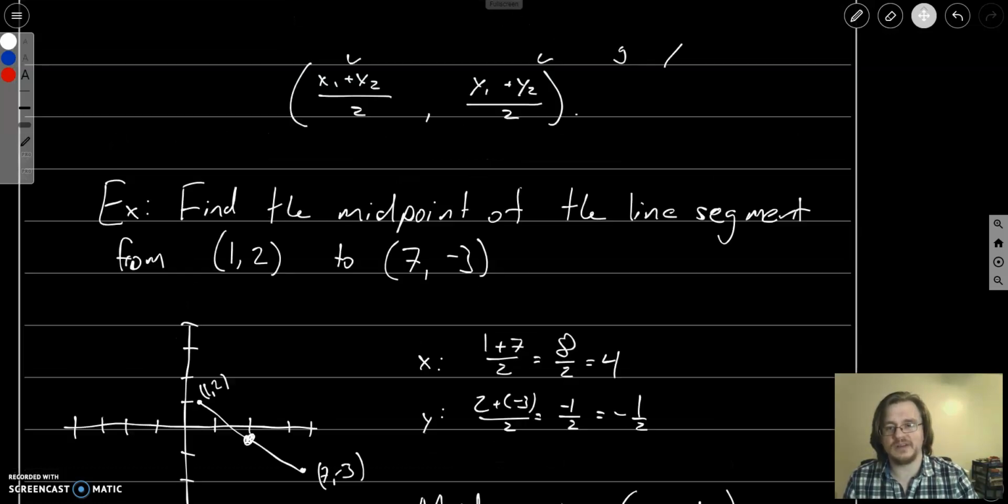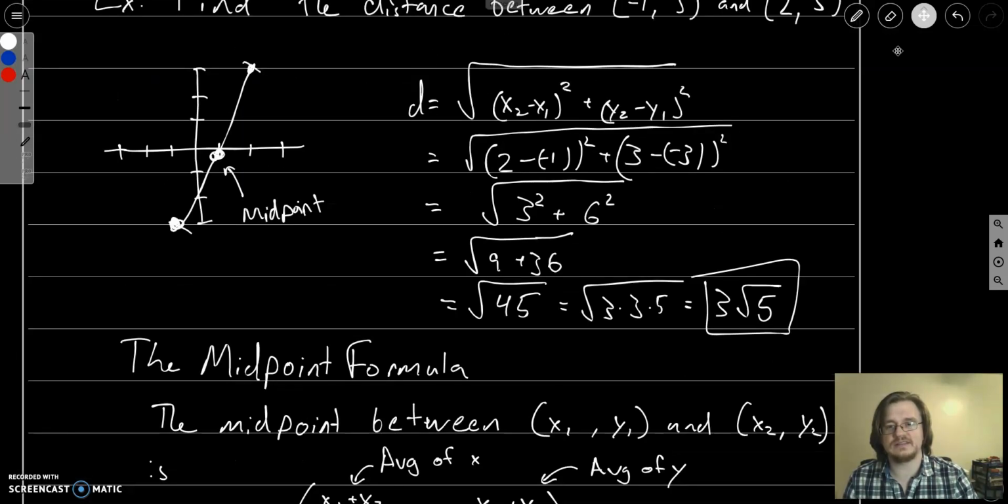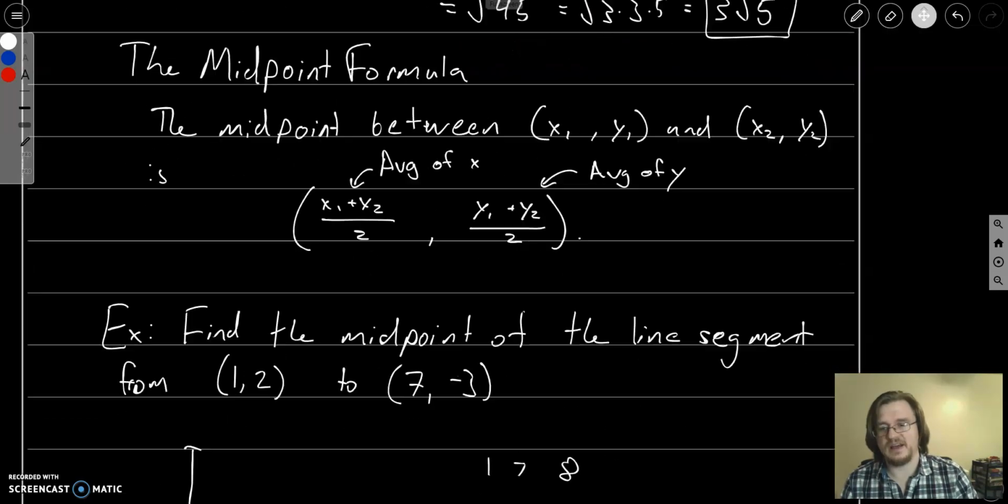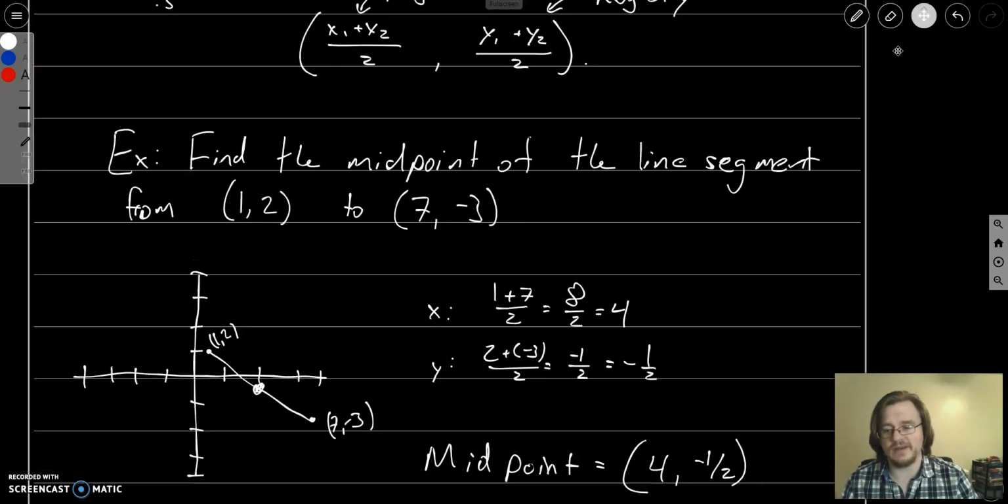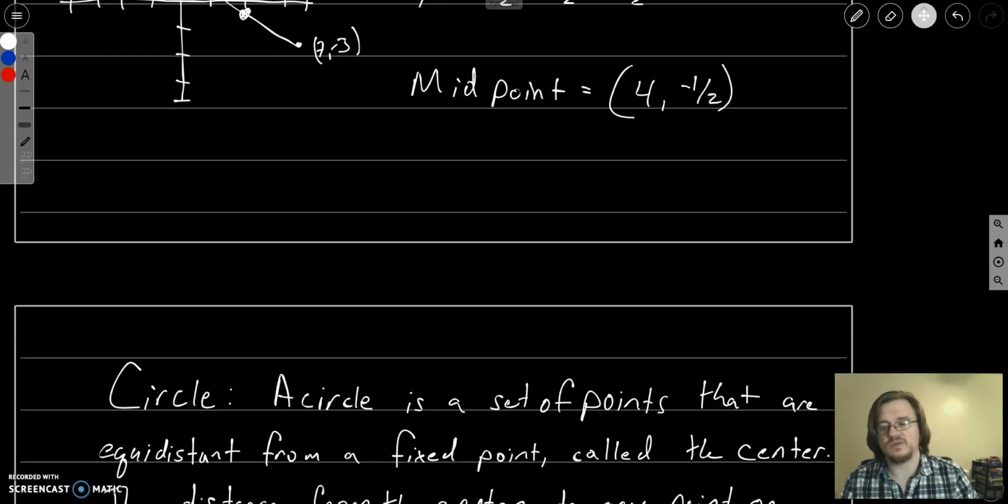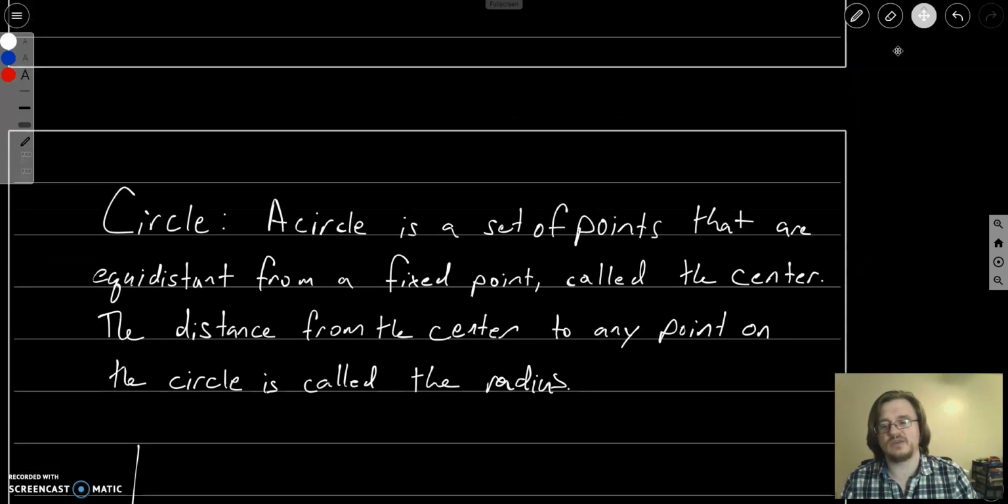We have a formula for the distance between 2 points, which uses the Pythagorean Theorem, and we can always draw a triangle to figure this out, but it'll be the difference in the x values squared plus the difference in the y values squared. Take the square root of the whole thing. The midpoint is just going to be the average of the x values and the average of the y values. And what we'll do is we'll put all this together and we'll come up with a formula for a circle.